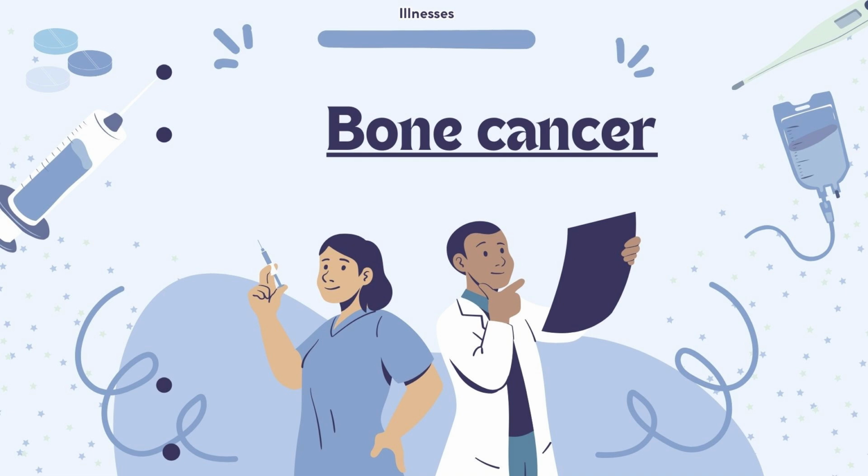Treatment of bone cancer. Treatment depends on the type, stage, and location of the cancer, as well as the patient's overall health. 1. Surgery. Primary treatment for bone cancer. May involve removing the tumor along with a margin of healthy tissue. Limb-sparing surgery aims to preserve the affected limb. In severe cases, amputation may be necessary.